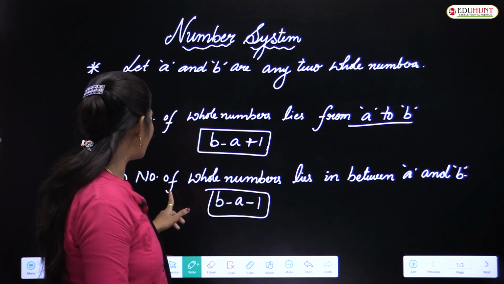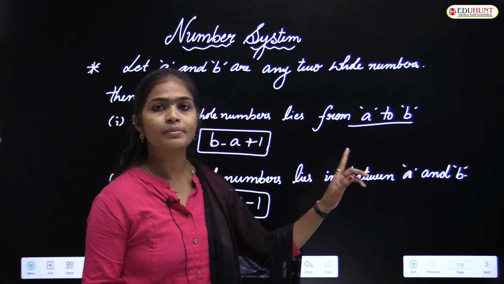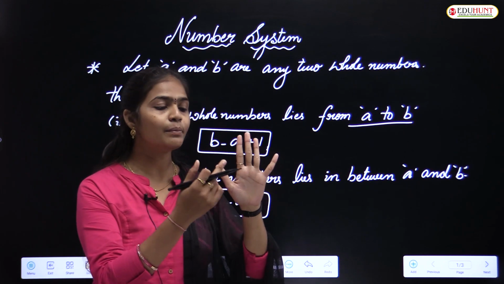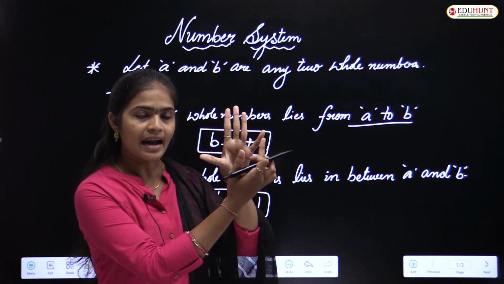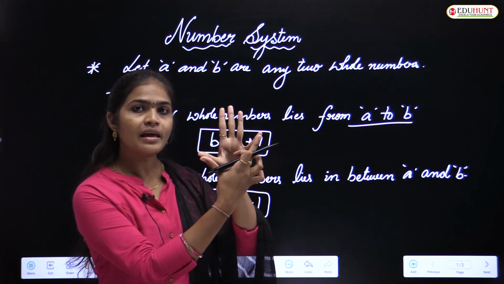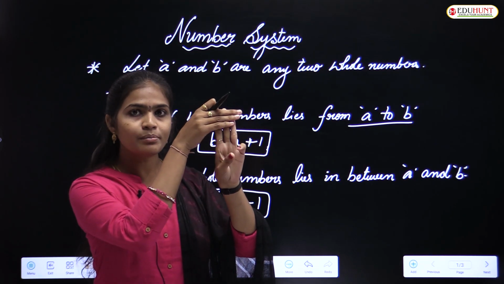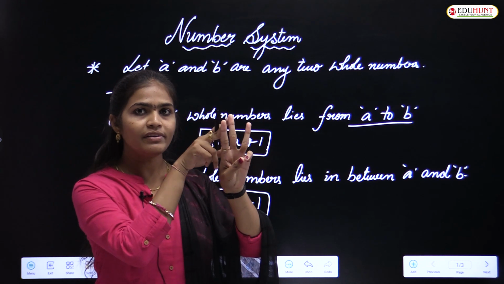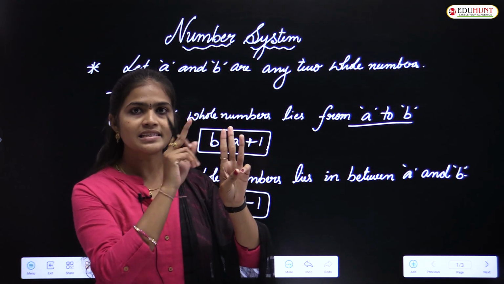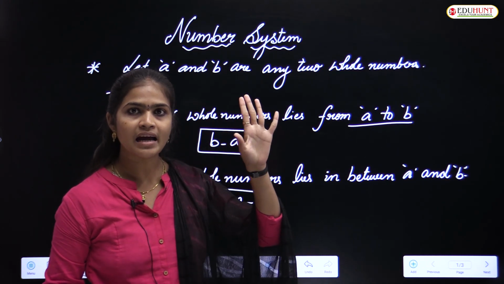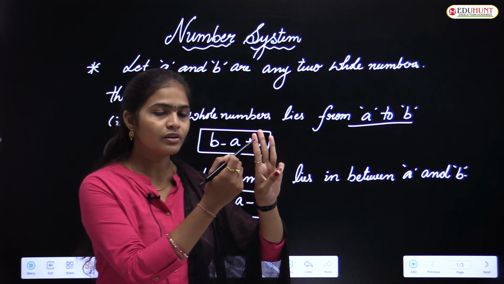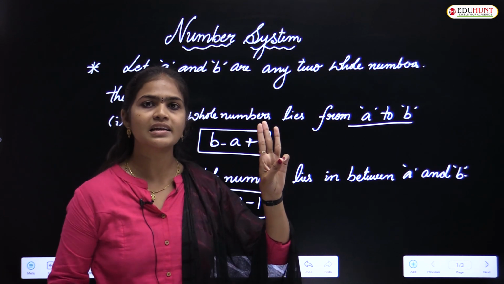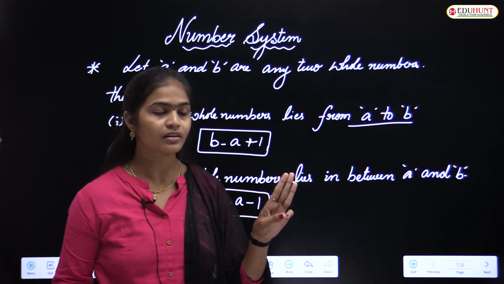Okay, and come to this one, the number of whole numbers that lie in between A and B. Here I am saying that this is A and this is B. So the numbers in between means these three numbers only we need to count. That is the difference. From means we have to include these two. In between means we have to count these three, the ones in the middle. That one only we have to count.